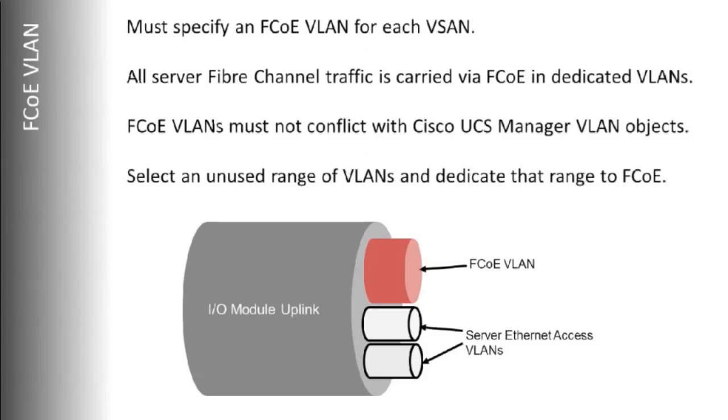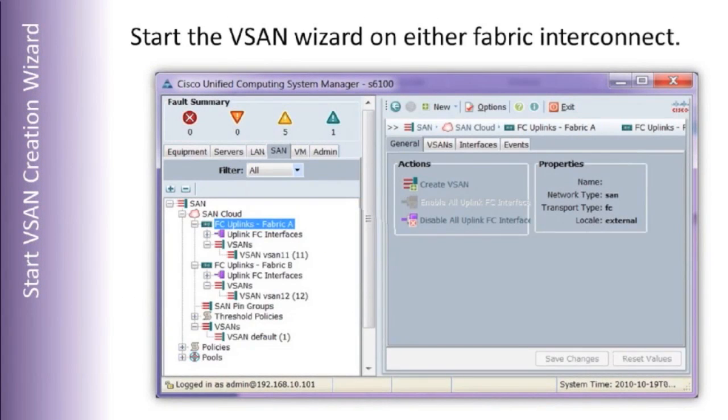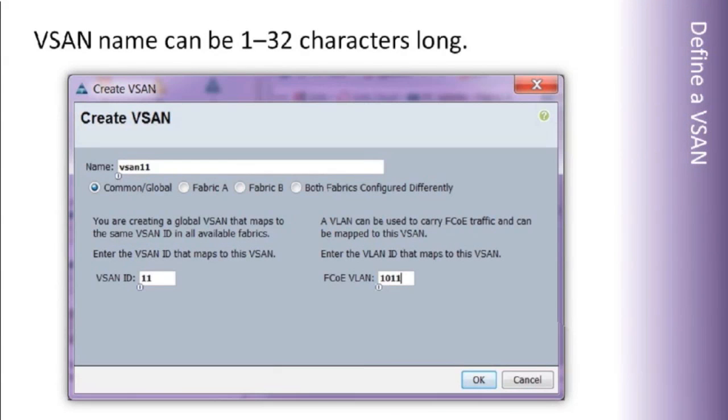All right, with all of that said, obviously the graphical user interface work that we have to do here is going to be quite simple. Now that we understand all that, we're going in to the SAN tab, Storage Area Network tab. We're going into the SAN object and we're going to go to the fiber channel uplinks for one of our fabrics, and we use the create virtual storage area network action. This initiates the wizard.